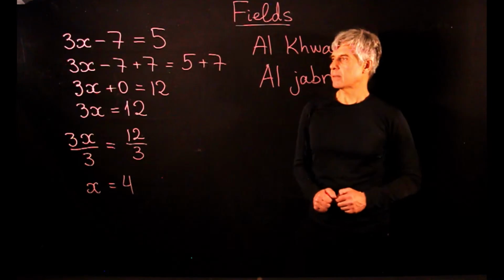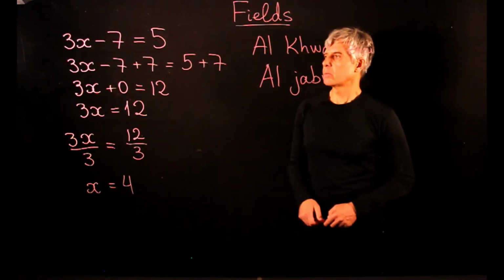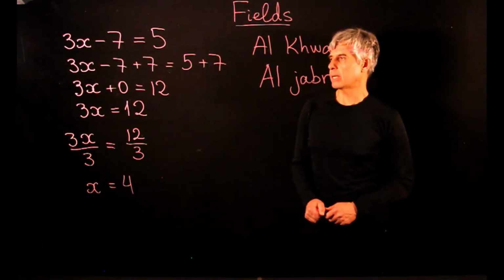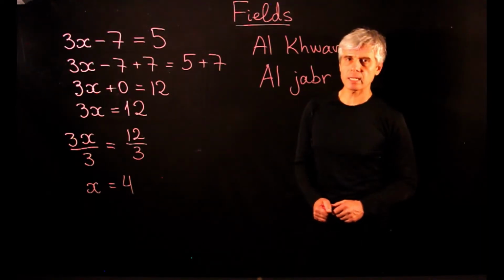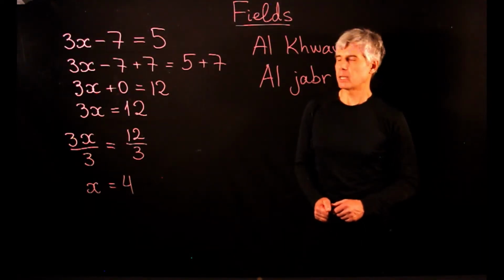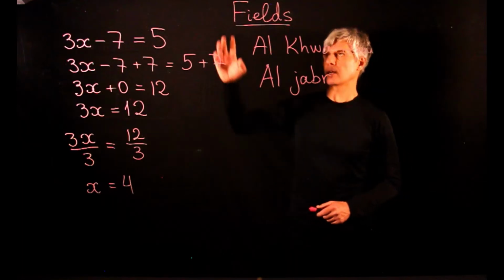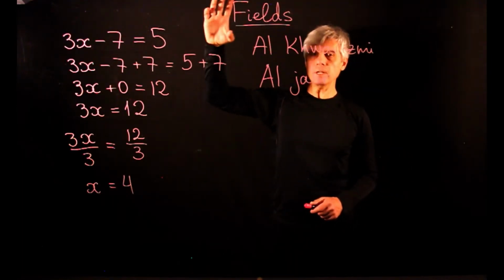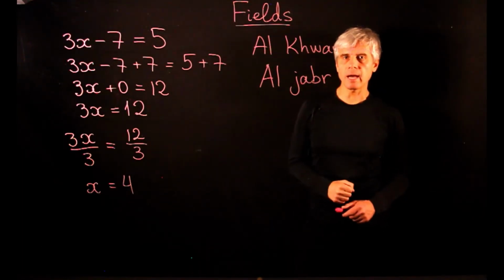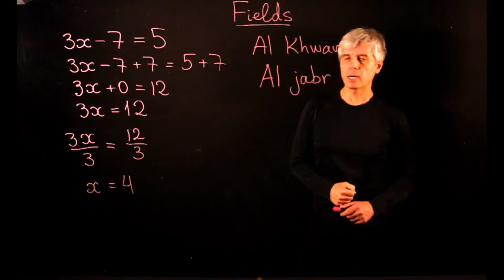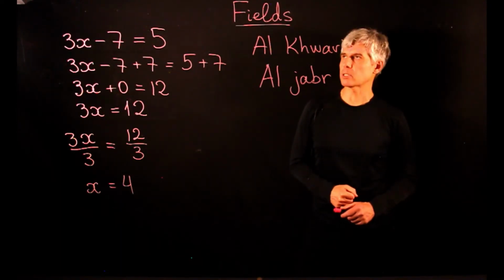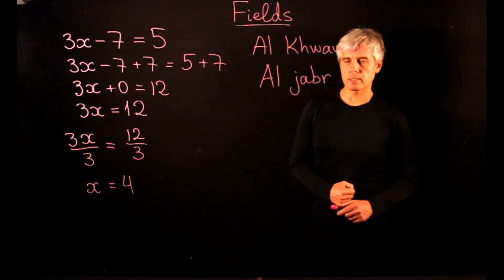When we analyze this solution, we see that to solve an equation like this, we need to use 4 basic arithmetic operations: addition, subtraction, multiplication, and division. And the concept of a field is the axiomatization of these 4 arithmetic operations. So let's give a precise definition of what a field is.